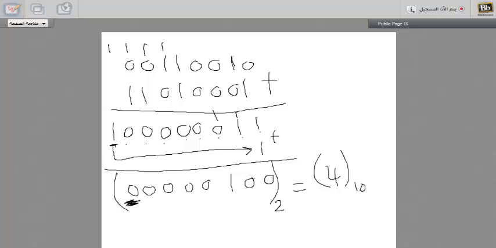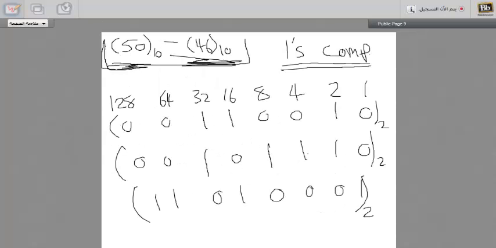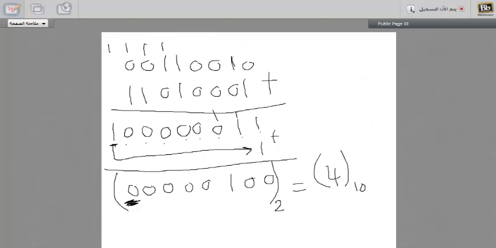Now go back, if you want to double check. In decimal, 50 minus 46, what's the answer? It's 4, right? So this is a good way to check. Right, another problem. I'm worried that we might run out of time here, because in 1 hour I finished 2 pages, and I've prepared, I think, 9 pages for you. So I'm worried that we won't have time, so we'll push on.